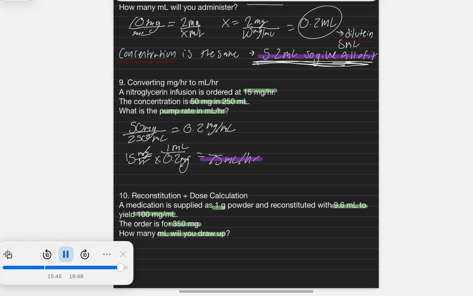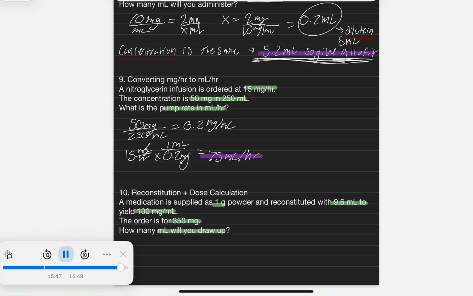For this reconstitution question, we're given 100 milligrams per ml. After reconstituting, our order is going to be 350 milligrams. We have to figure out how many mLs we're going to draw up. So we know that we have 100 milligrams per ml, and we have to draw up 350. So do 350 milligrams divided by 100 milligrams per ml, and you're left with 3.5 mLs that you have to draw up.